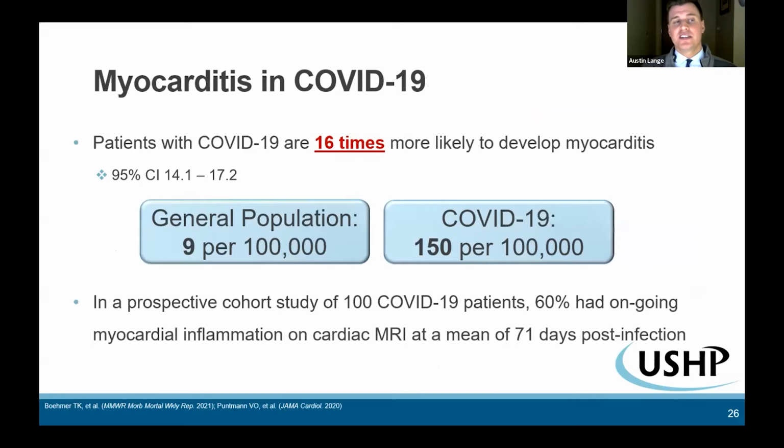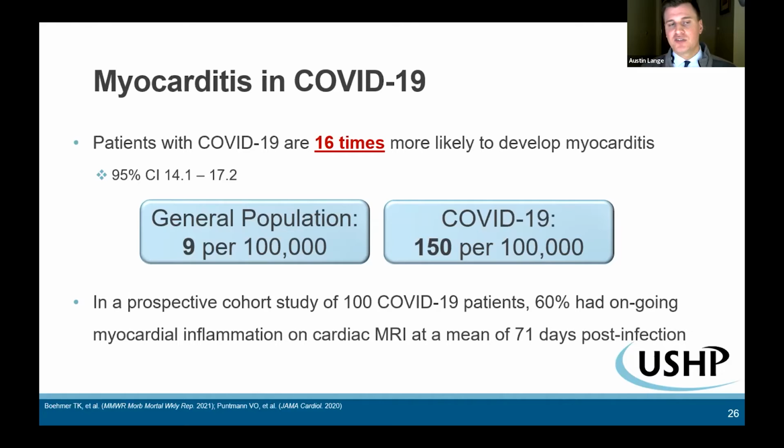As far as myocarditis in COVID-19, the CDC released information earlier this year saying that patients with COVID-19 are 16 times more likely to develop myocarditis than the general population. That was 9 per 100,000 in the general population versus 150 per 100,000 in the COVID-19 population. This looked at patients in the US prior to 2020, and then after COVID happened. So it's a significant increase in the risk of myocarditis.